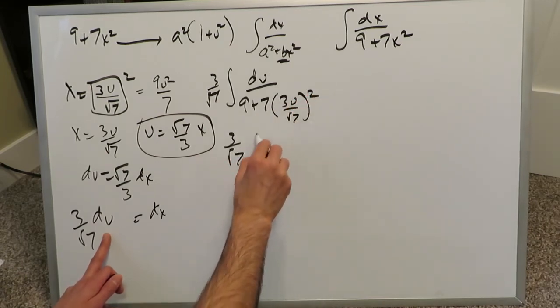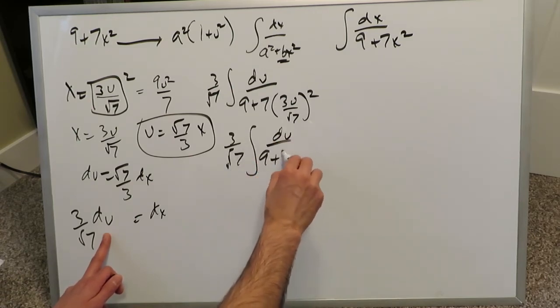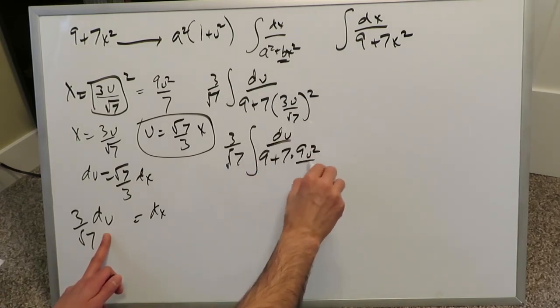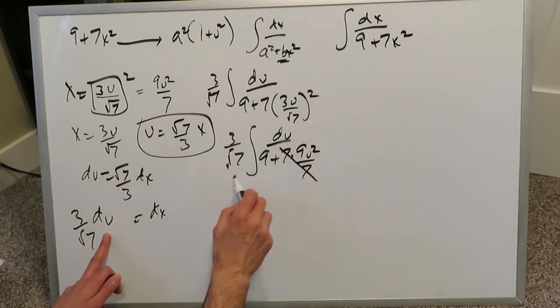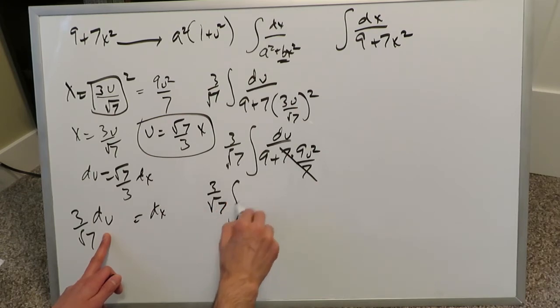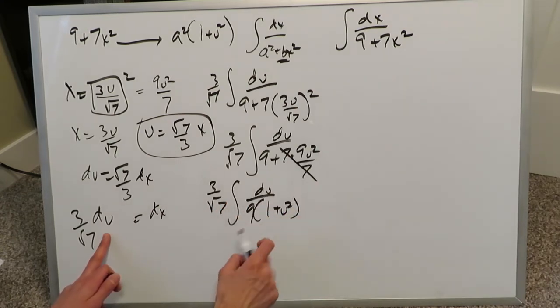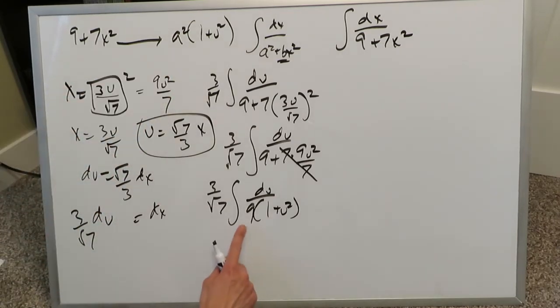So next step, 3 divided by root 7, you'll have a du over 9 plus 7 times 9u squared over 7. The 7's cancel out. You see I'm getting a 9 plus 9u squared. You can isolate that 9. You'll have a du and 9 times 1 plus u squared, and that's what I'm trying to get. This type of format, a squared times parentheses 1 plus u squared, and I have it. I can bring the 9 right over here.